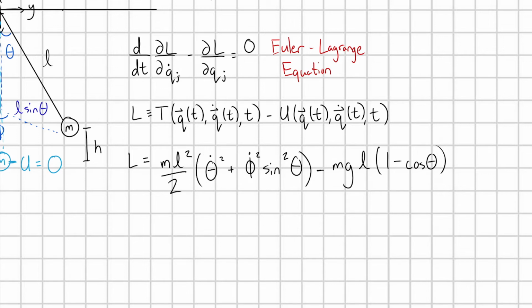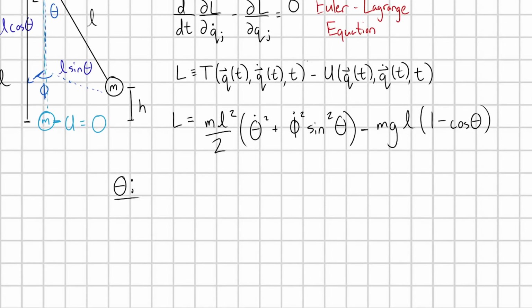That would correspond to setting j equal to 1, calling this q1. And then we need to make an Euler-Lagrange equation for phi, right? That's going to be my second coordinate, q2. So we need two Euler-Lagrange equations. So let's go ahead and start with our equation for theta, okay? And so I need to collect some derivatives here. I need to collect this derivative, and you know, we'll go from there.